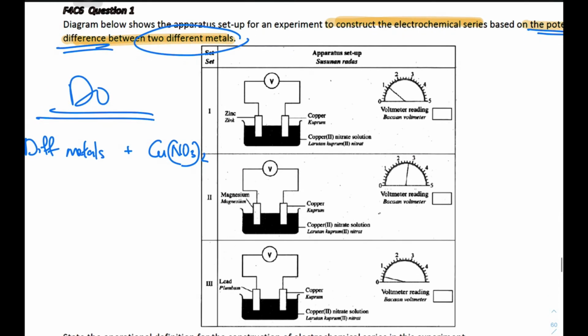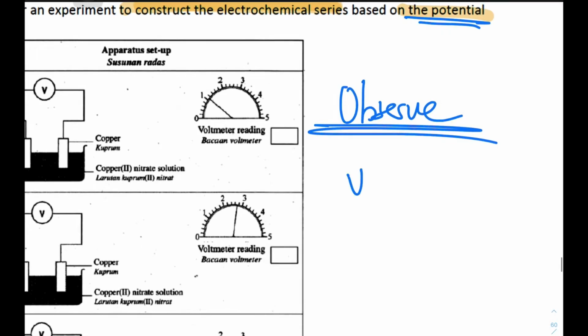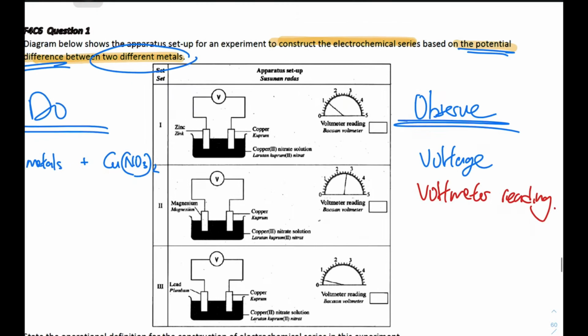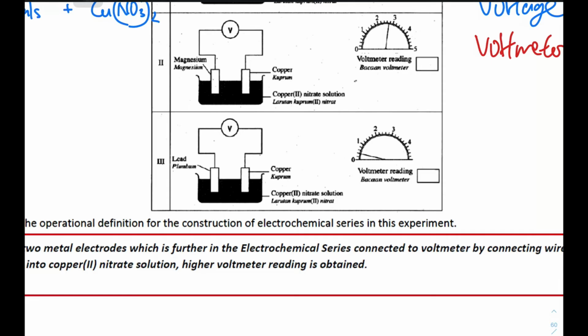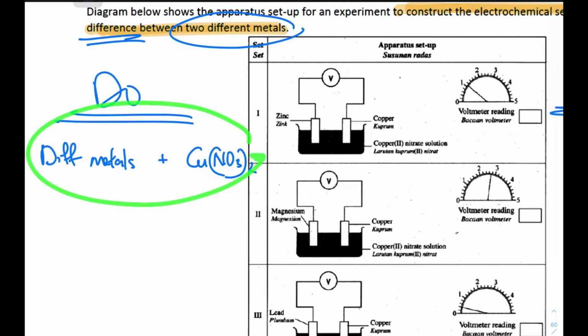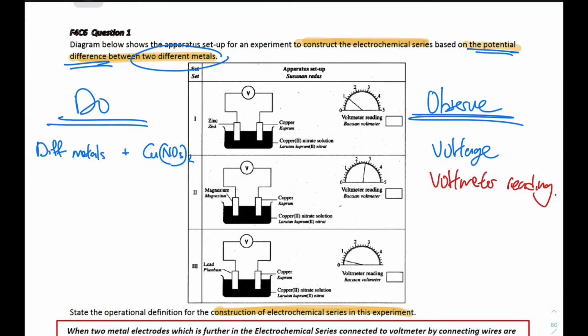And then, what are we going to observe here? By putting different metal into the solution, we are definitely going to get a different voltage. So what we are trying to observe here will be the voltmeter reading. Okay, let's see. They want us to give an operational definition for the construct of ECS in this experiment, that means based on this experiment. So what we do here, different metal into the solution, we get different voltmeter reading. So let's make a comparison. Different metal, different voltmeter reading.